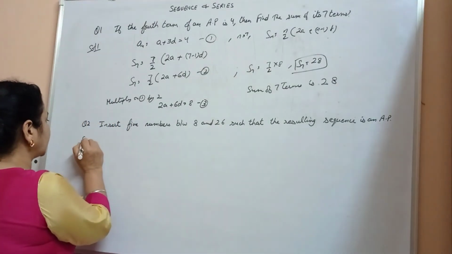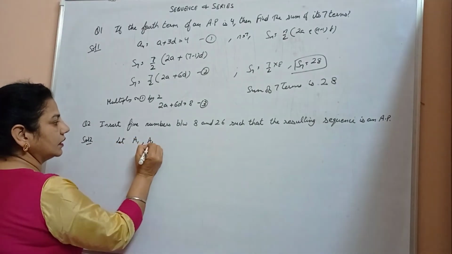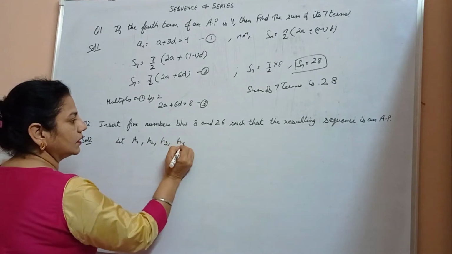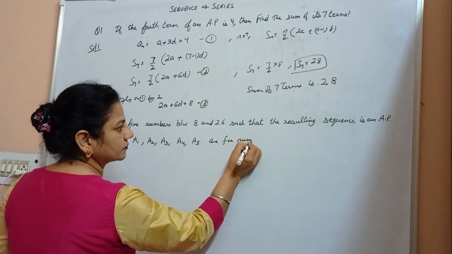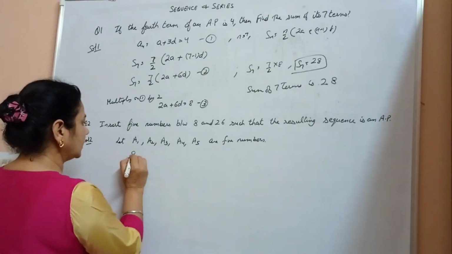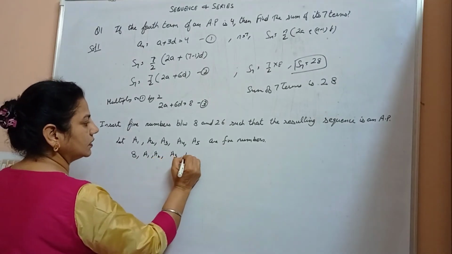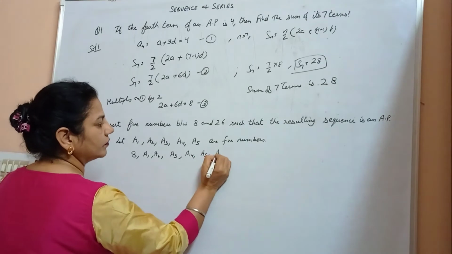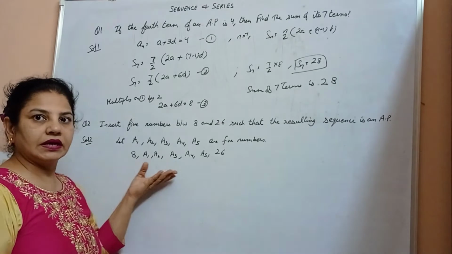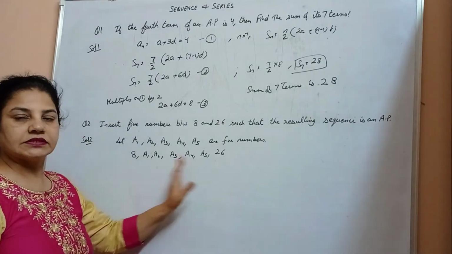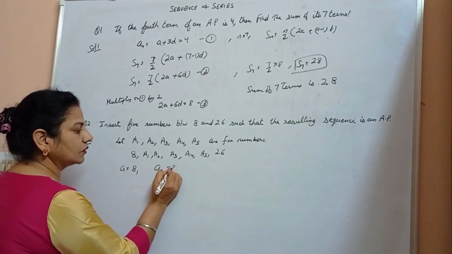Next is insert 5 numbers between 8 and 26 such that the resulting sequence is in AP. First of all, we consider the 5 numbers. Let A1, A2, A3, A4, A5 be the 5 numbers. Then 8, A1, A2, A3, A4, A5 and 26. We have to insert these 5 numbers between 8 and 26.